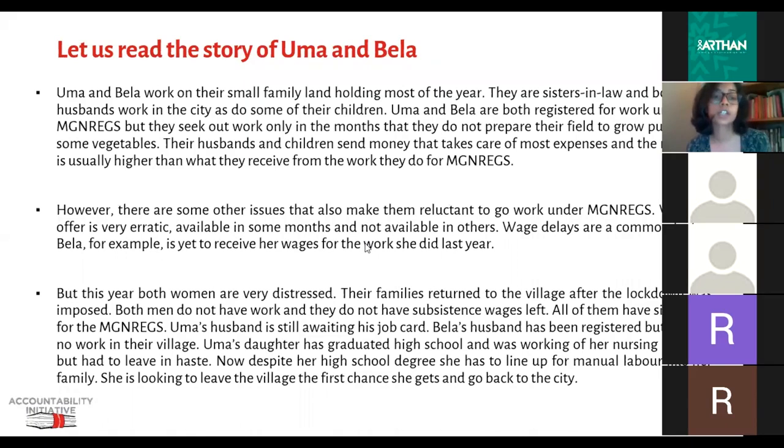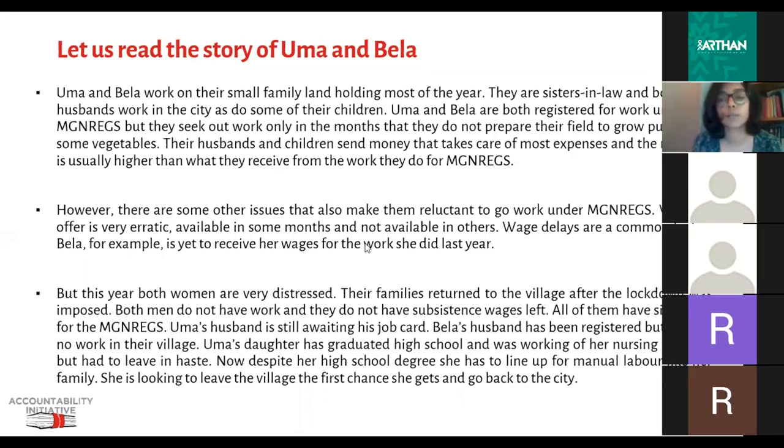Their husbands and children send money, and also with the money that they get from selling these vegetables and pulses in the market, it often covers their monthly expenses, and they often earn more than what they get as daily wages under Manrega. However, there are other bureaucratic issues because of which they are a little reluctant to bank on Manrega. One is that work is often erratic.